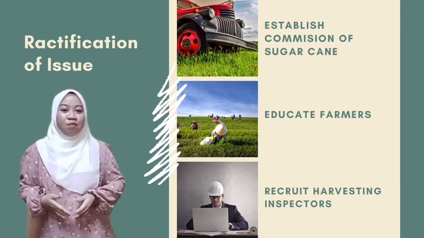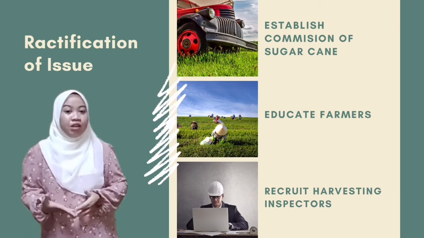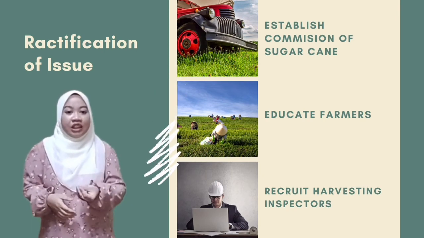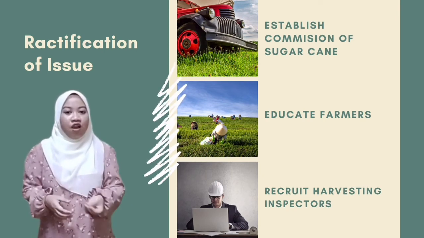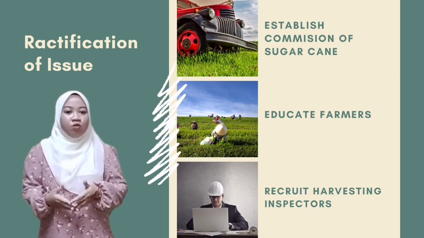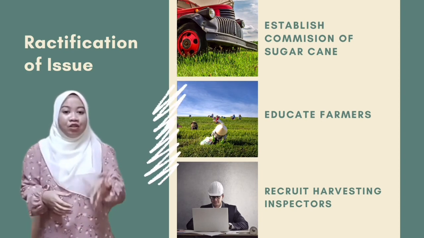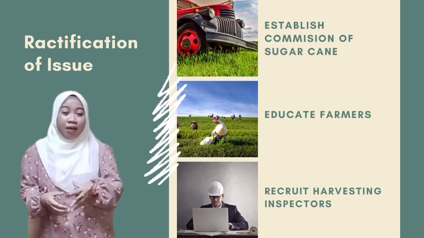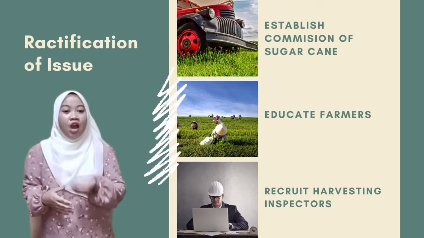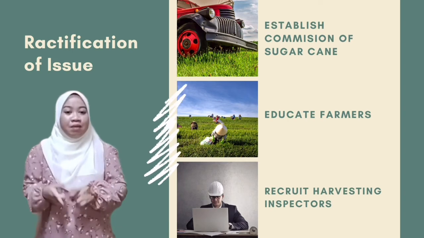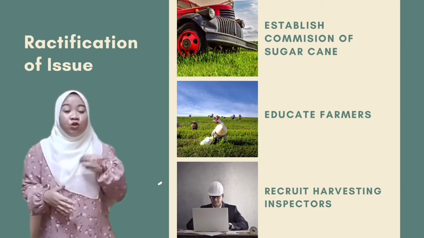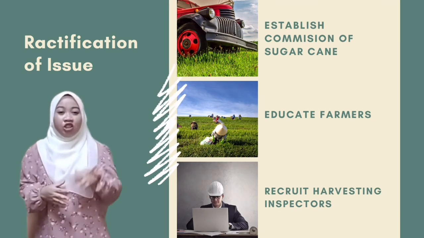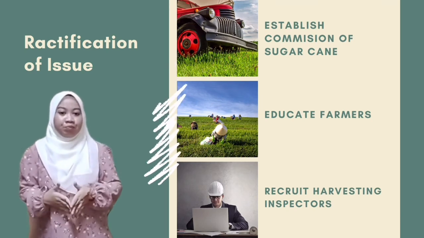Last but not least is recruiting the harvesting inspector. By recruiting this harvesting inspector, it will not only ensure a good quality and true reporting of delivered product, but it will also help in reducing the bottleneck at the token counter. The inspector should be hardworking, have a basic knowledge of crops, and be able to speak the local language so that it would be easier for them to communicate with the local farmers.